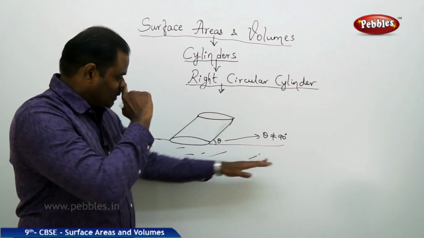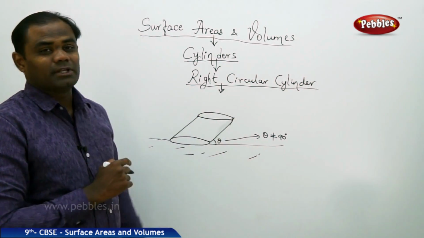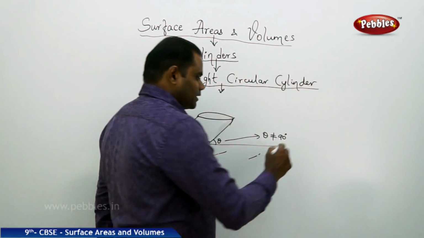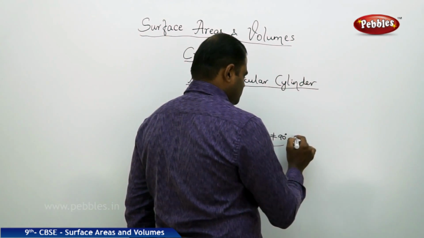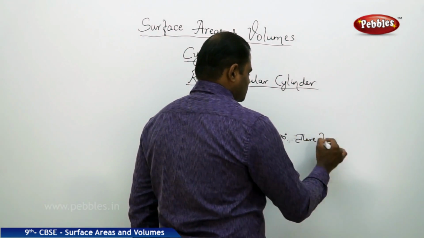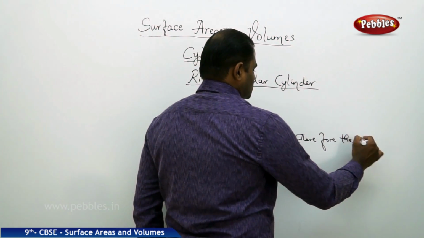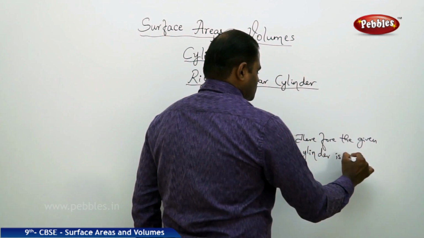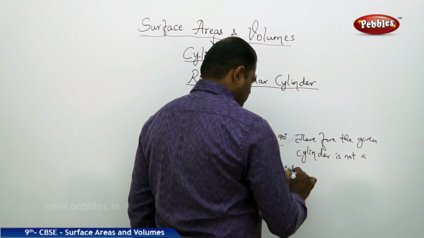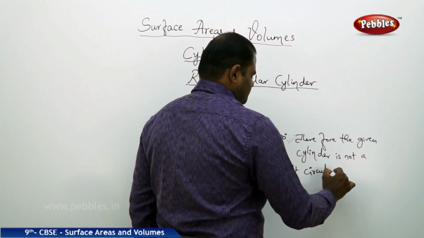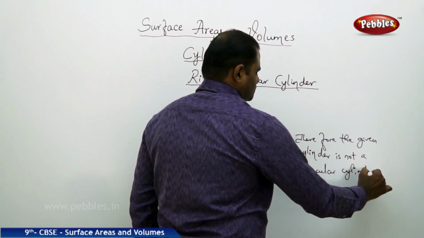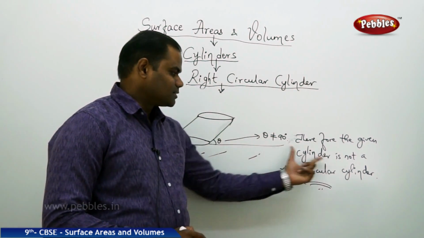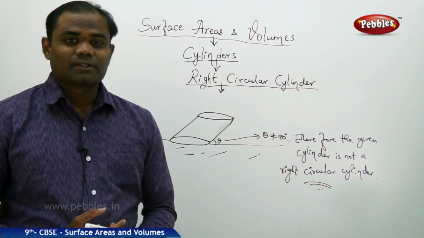The angle between the ground and the height at which the cylinder rises must be 90 degrees for the cylinder to be a right circular cylinder. Theta is not 90 degrees. Therefore, the given cylinder is not a right circular cylinder. Since theta is not 90 degrees, the given cylinder is not a right circular cylinder.